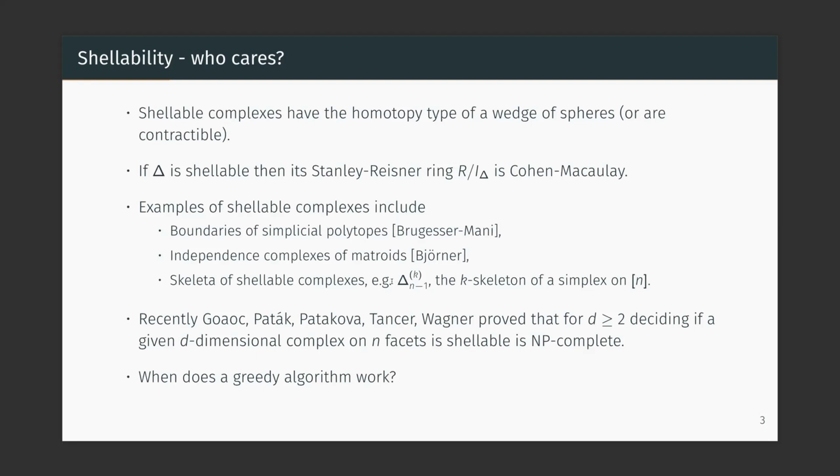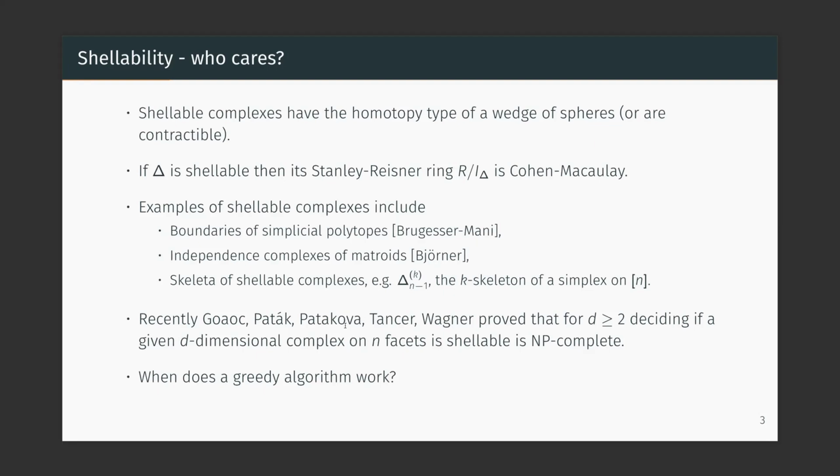And in particular, one that I just want to point out, because we're going to talk about it later, is I'm going to use this notation delta sub n-1 to the k. That'll be the k skeleton of a simplex on, say, 1 through n, right? So it's an n-1 dimensional simplex. You take all the faces up to dimension k, and that's a shellable complex.